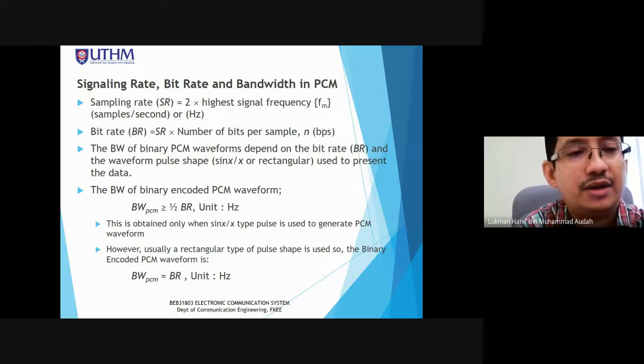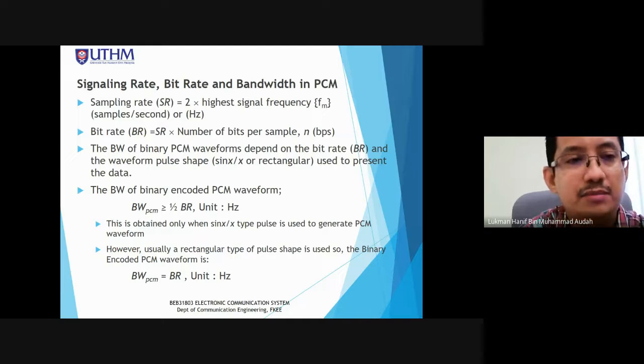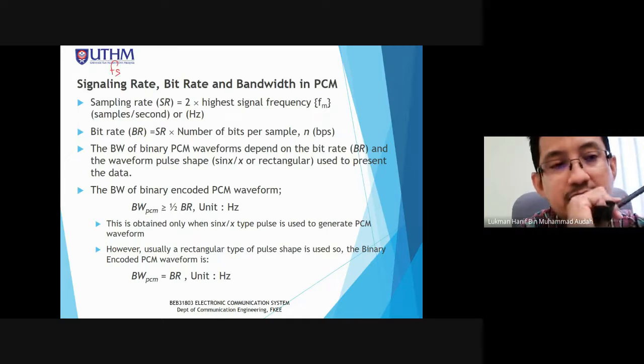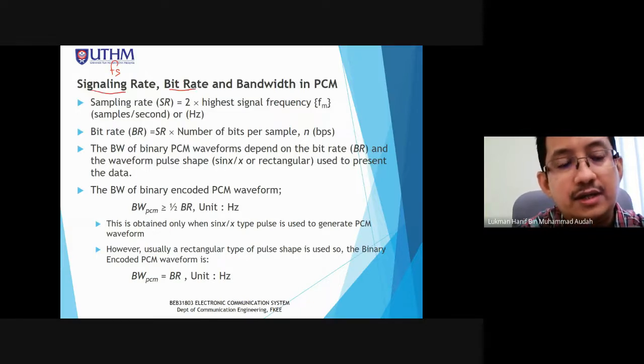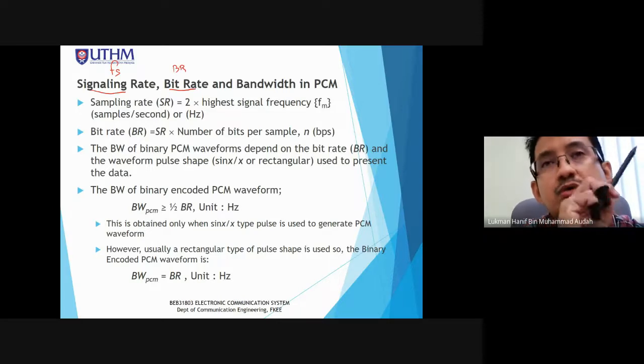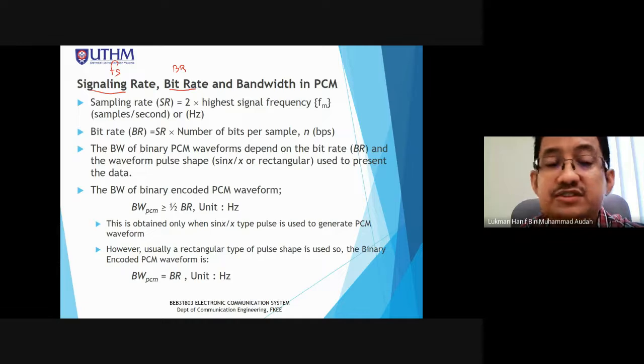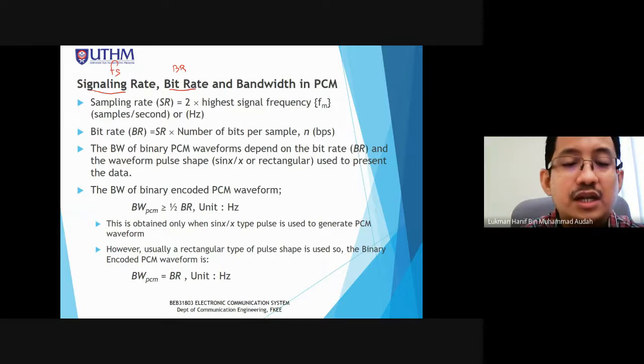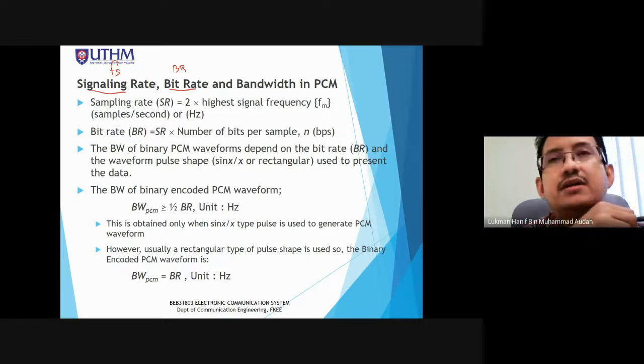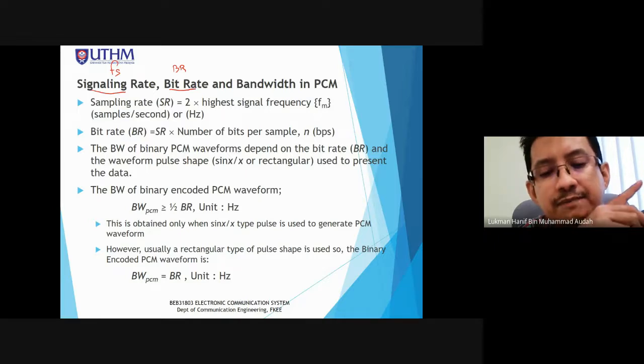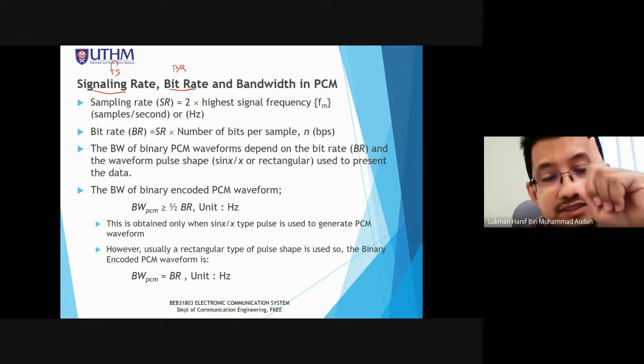Tadi kita dah lihat berkenaan dengan signaling rate adalah bersamaan dengan sampling rate. Signaling rate adalah sampling rate. Bit rate adalah juga dipanggil BR. So bit rate adalah merujuk kepada speed of transmission. Dia dalam unit bit per second. Okay. Speed of transmission maksudnya adalah berapa banyak bit yang boleh kita hantar dalam masa satu saat.